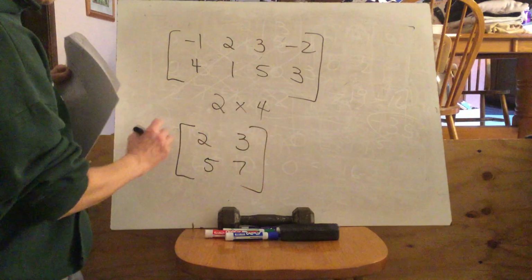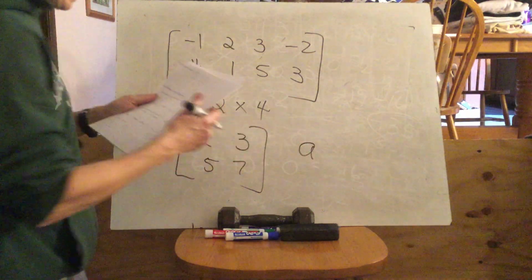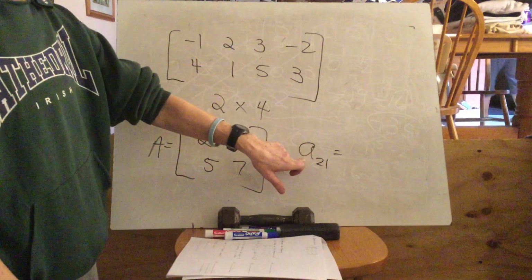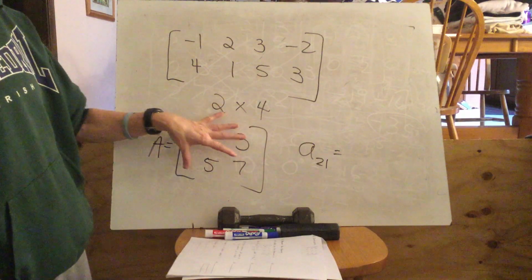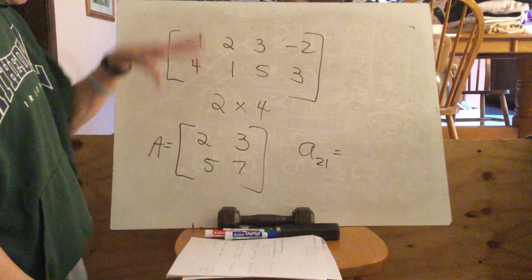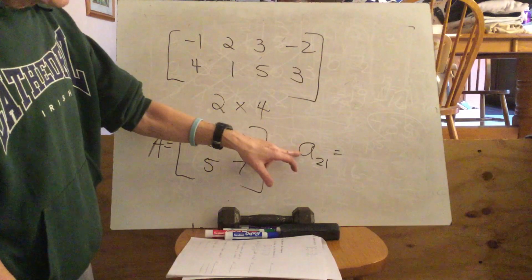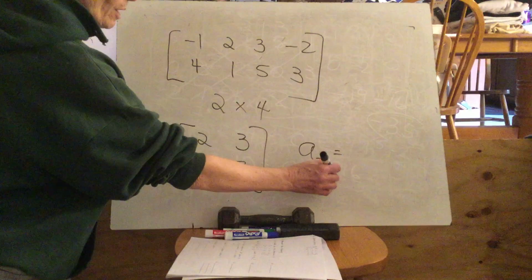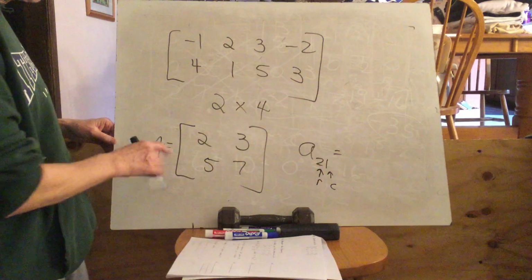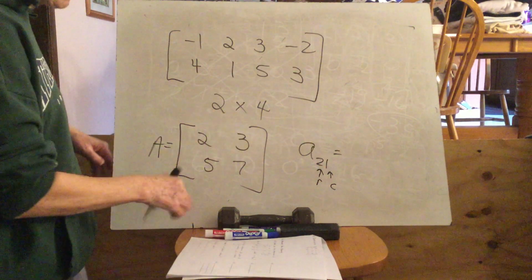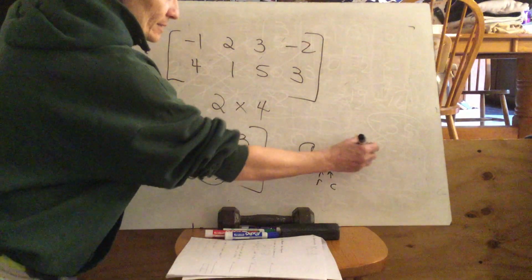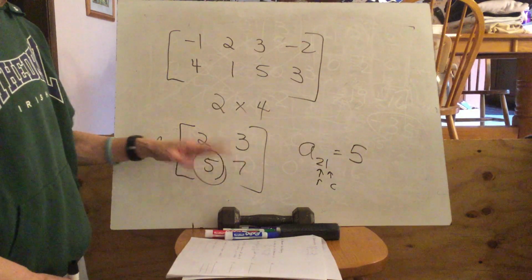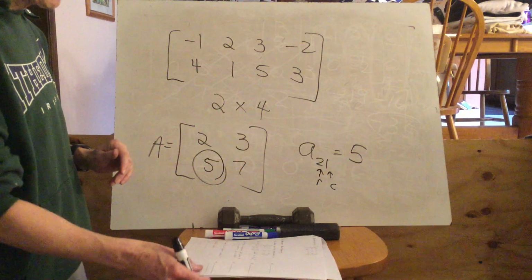Now, this is matrix A, and you are being asked to find A sub 2, 1. Now remember, the little letter refers to the numbers inside the matrix. So if these are the numbers in the matrix, then A sub 2, 1 is the number that is in the second row, first column. So here's the second row, here's the first column, so that number is 5. It is the number that is in the second row of the matrix and the first column of the matrix.